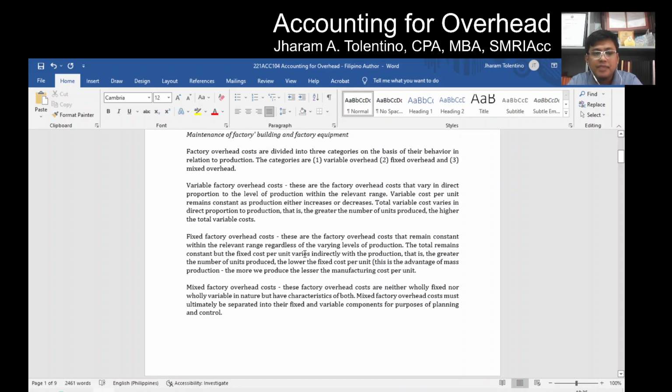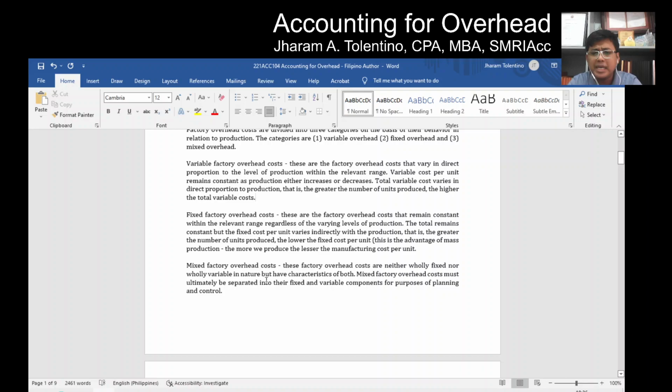Okay. Next, fixed factory overhead. These are the factory overhead costs that remain constant within the relevant range regardless of varying levels of production. The total cost remains constant, but the fixed cost per unit varies indirectly with the production. And that is, the greater the number of units produced, the lower the fixed cost per unit. And we might say that this is an advantage of mass production. Kasi the more we produce, the lesser the manufacturing cost per unit. Diba? Pero kung kukonti, hindi mo mababawi. So that's one of the ideas pagdating sa fixed factory overhead. Para mabawi mo siya, dapat madami yung mapoproduce mo.